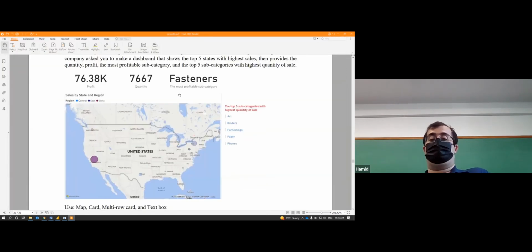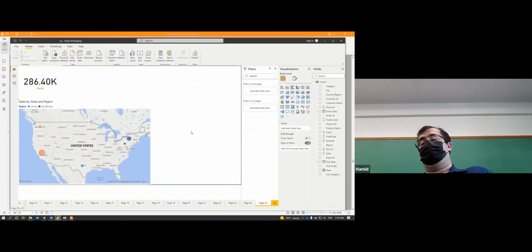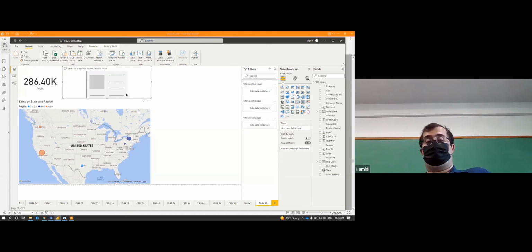The second one was a quantity card. Again, first I click on the white space here, then on the right side, again I click on card. This time, for the fields value, I drop quantity.